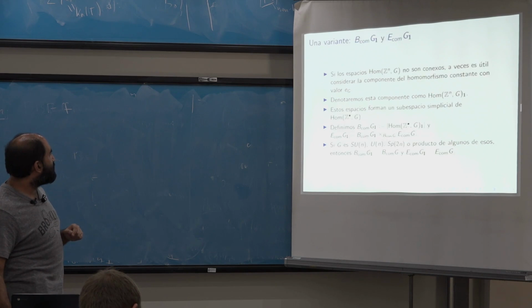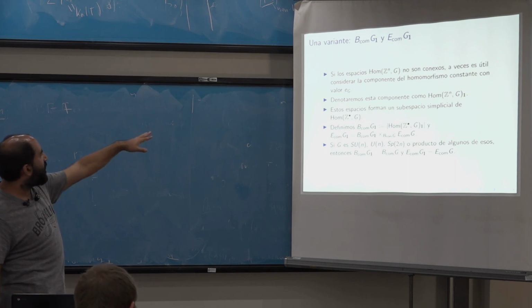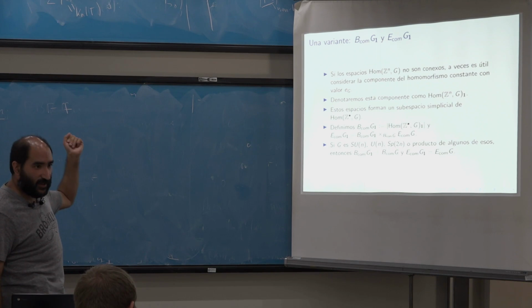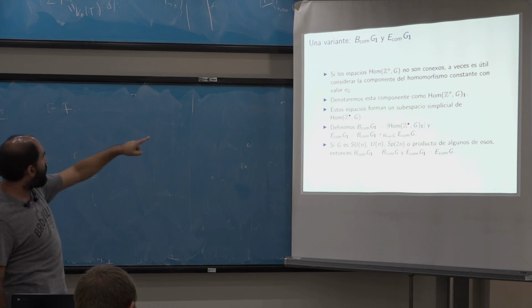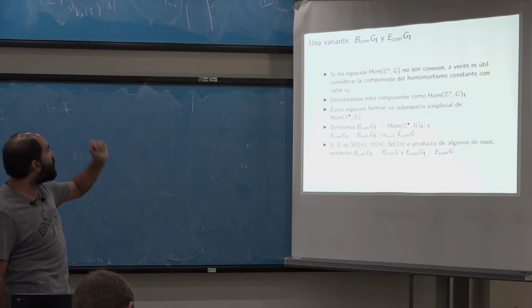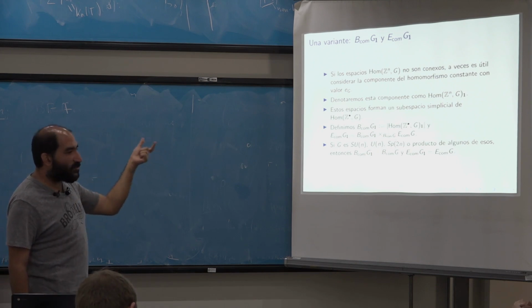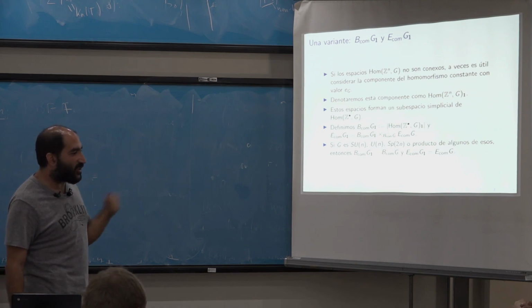Okay. All right, so there's a small variant of these spaces that's interesting because the spaces of commuting n-tuples are often not connected, even if G is connected. Even for G equal to SO3, the spaces can be disconnected. So there's a variant where you only take the connected component of the identity.